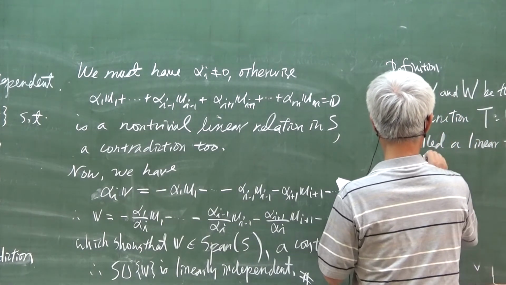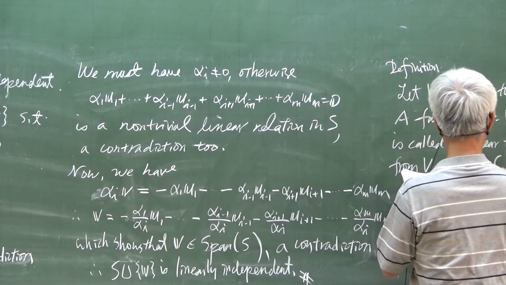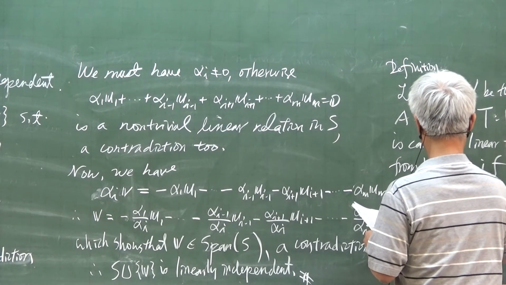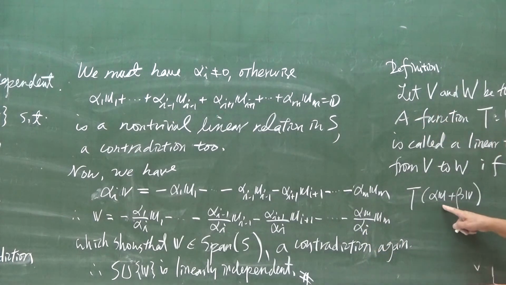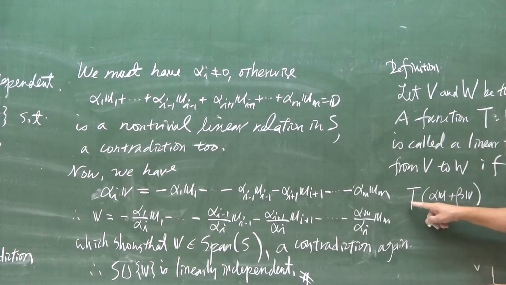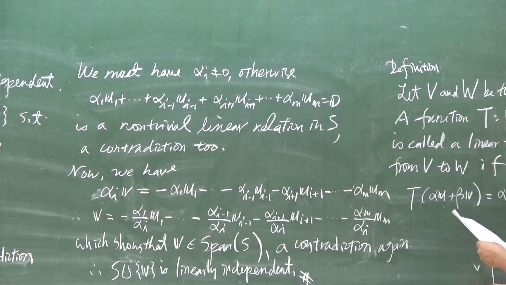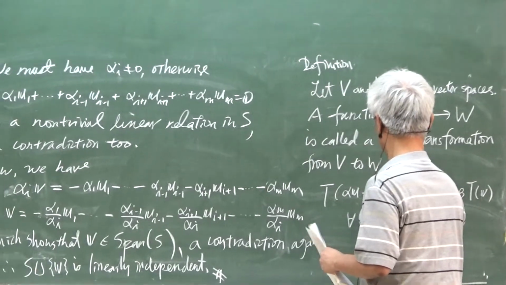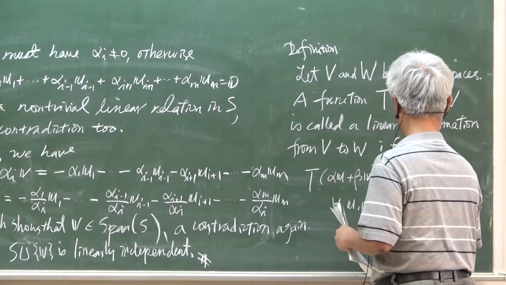from V to W if I have a linear combination in V, then the map by T will go to the same linear combination with the same coefficients, but the u and v are replaced by their images under T. And this holds for all u, v in V, and alpha, beta in R.